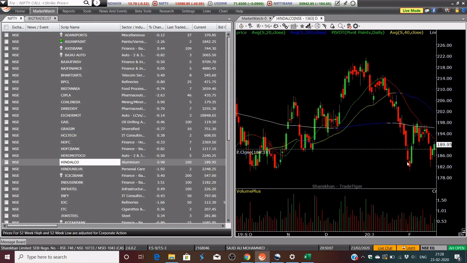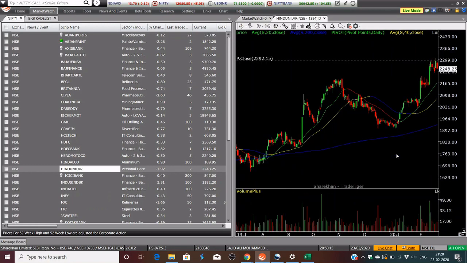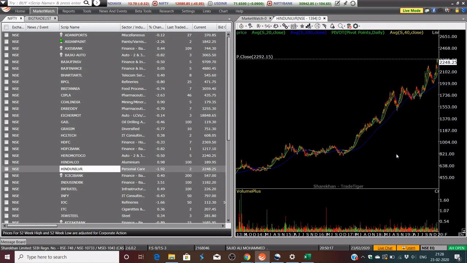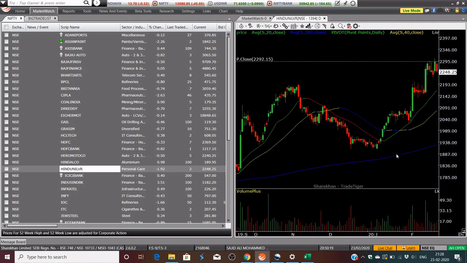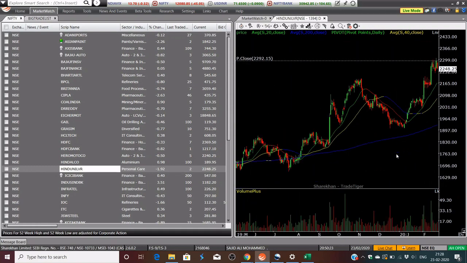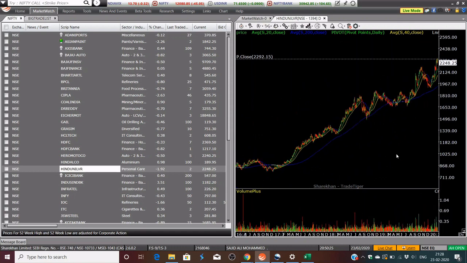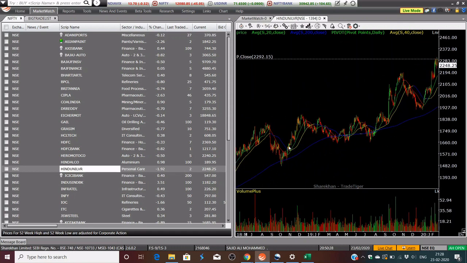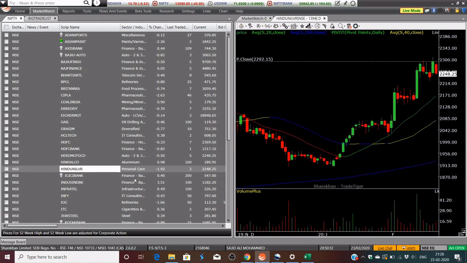Hindalco is in sideways. It keeps coming to this level and then bounces from there and gets stopped at this level and comes back. Hindustan Unilever is in a very bullish trend. This is one stock which we should have in our portfolio because all these products we have been using for years. So any drop anywhere, if you find this stock near the 20 or 200 period moving average, you should blindly pick this up.